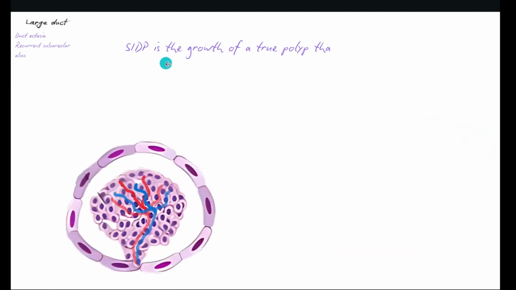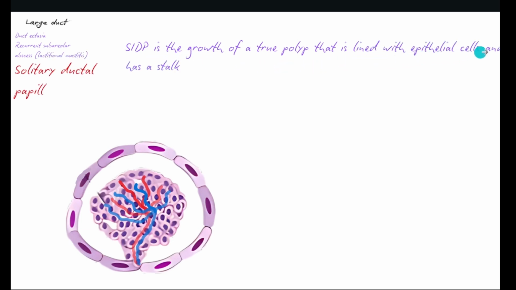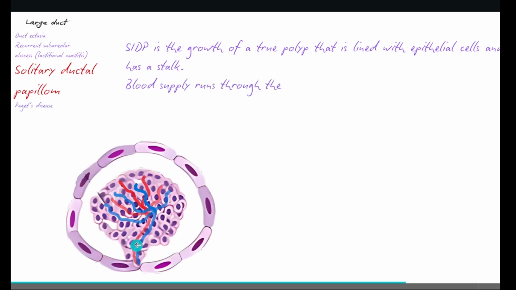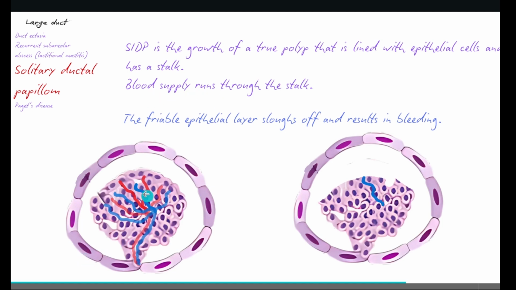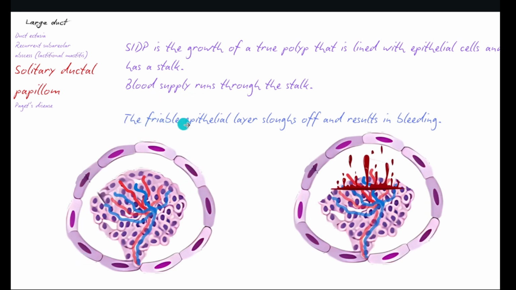Solitary ductal papilloma, or solitary intraductal papilloma, is growth of a true polyp that is lined with epithelial cells and has a stalk, like what we can see here. Blood supply runs through the stalk. The friable epithelial layer can slough and result in bleeding, like in this case.